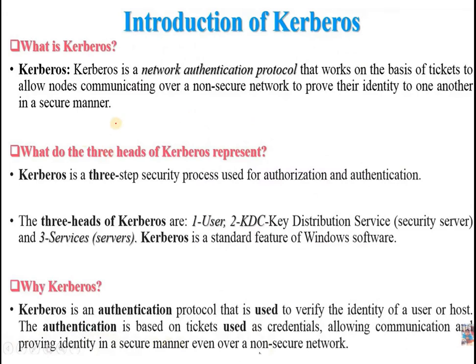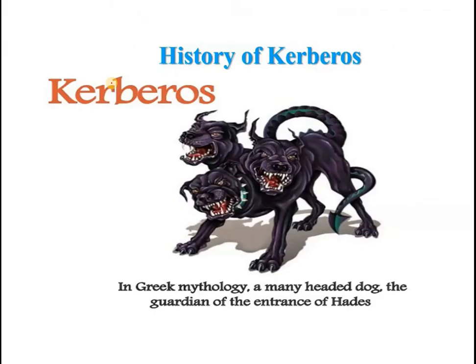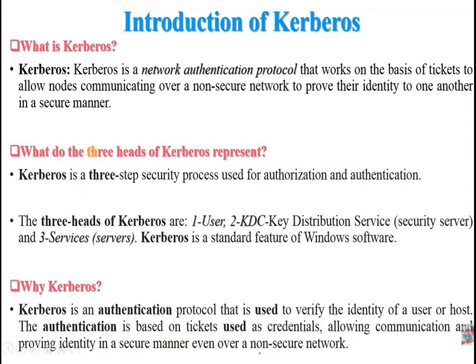So what is exactly the Kerberos here? And this is the symbol in the network security that we will use for Kerberos. So Kerberos is a network authentication protocol. This is very important. This is a protocol which helps you with the network authentication or authentication between the client and server. It works on the basis of tickets to allow nodes communicating over a non-secure network to prove their identity to one another in a secure manner.